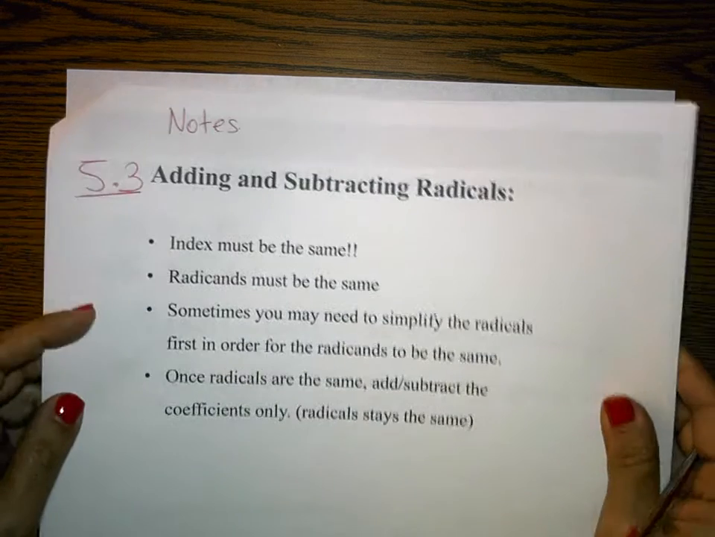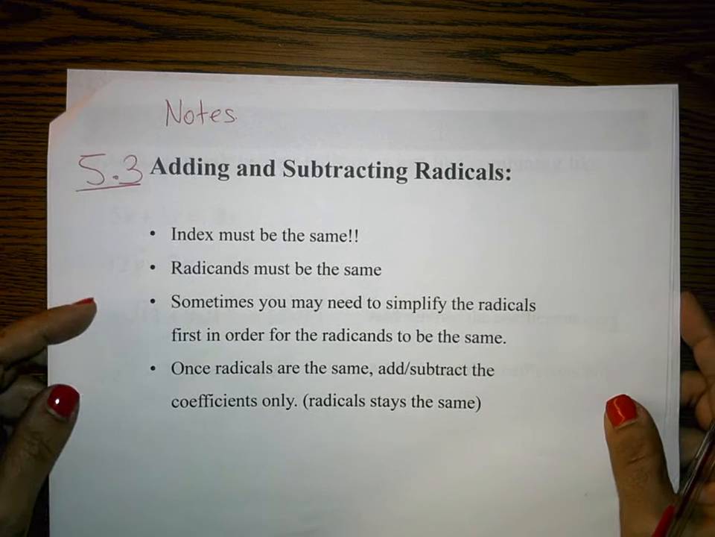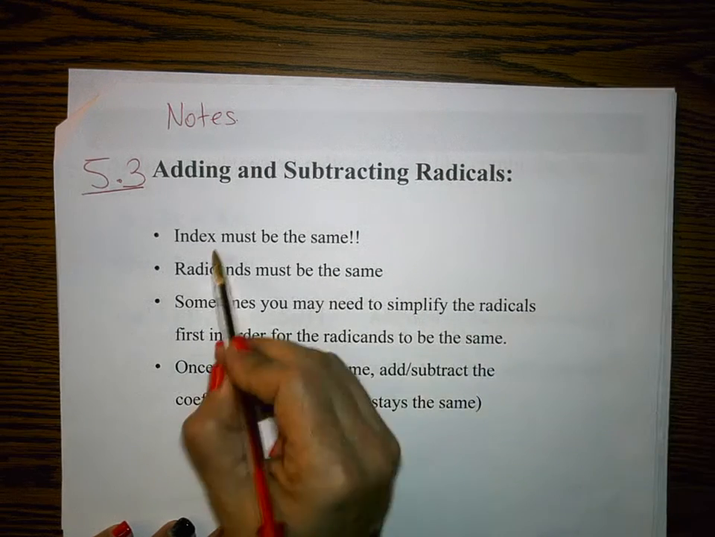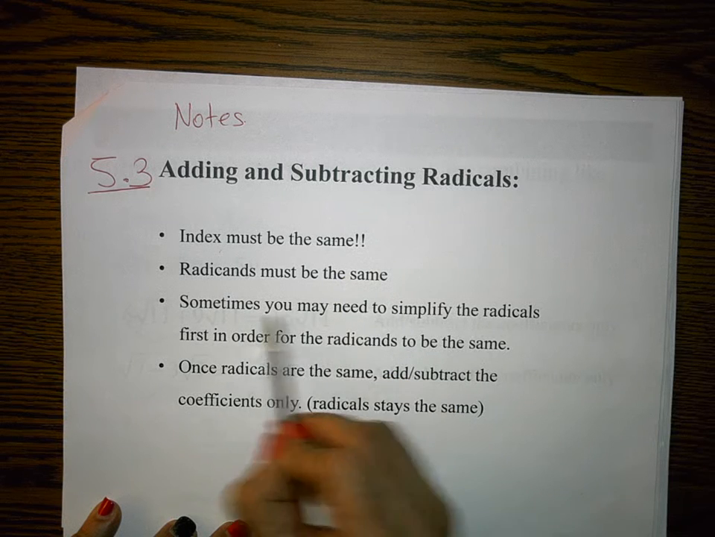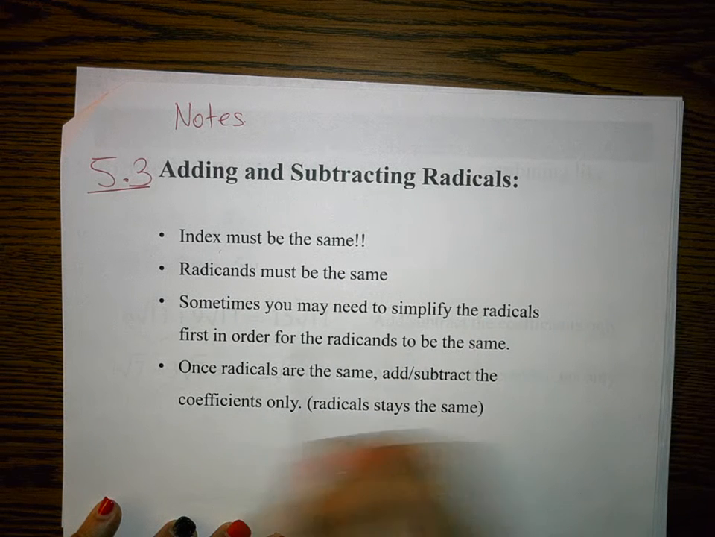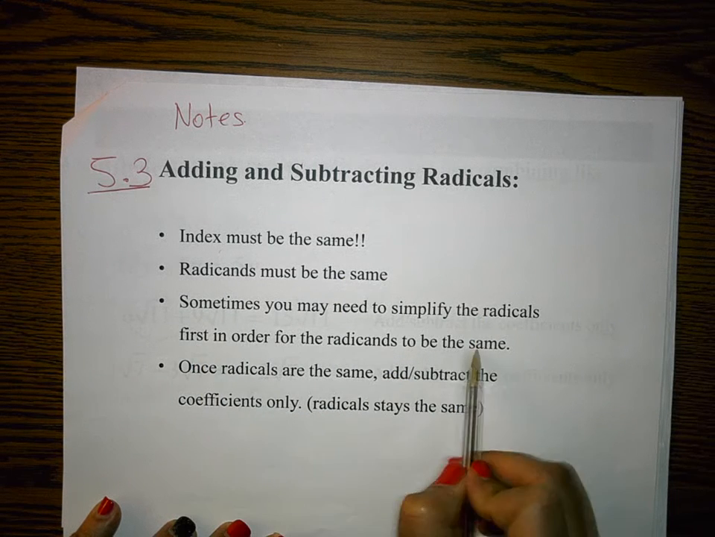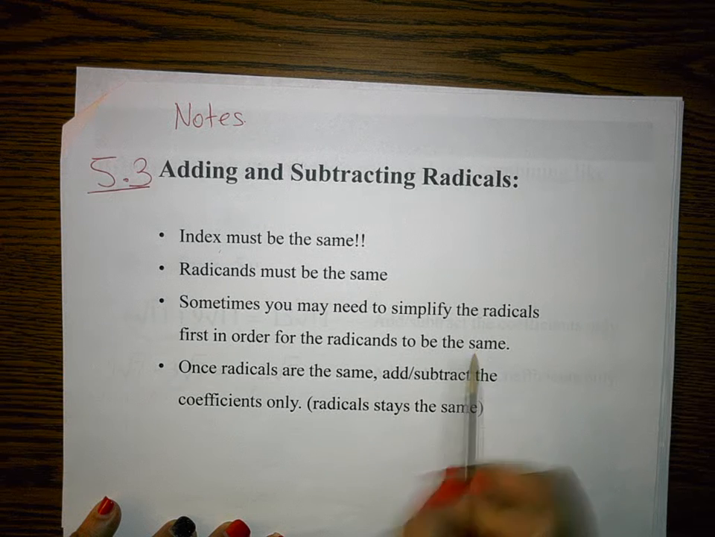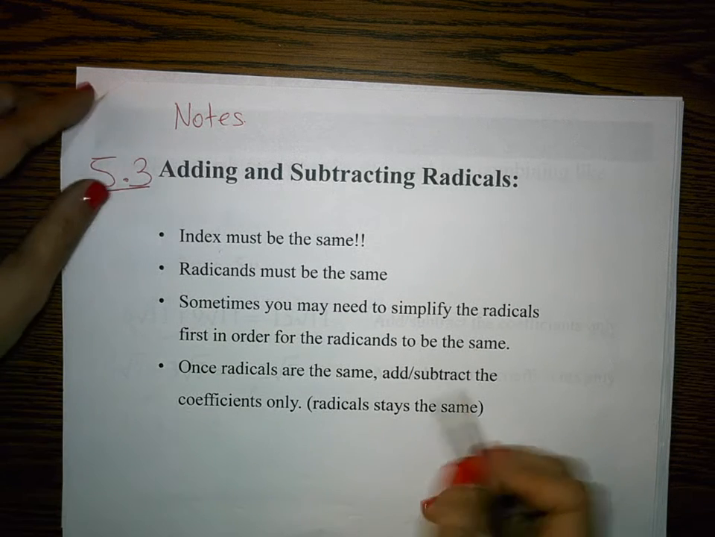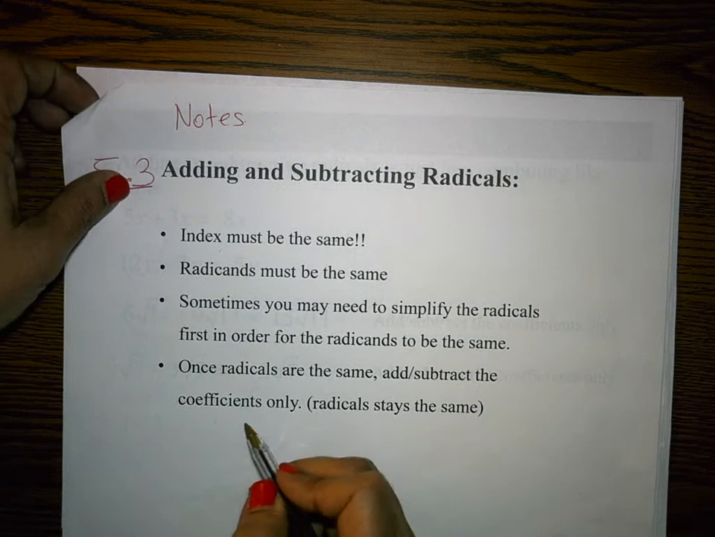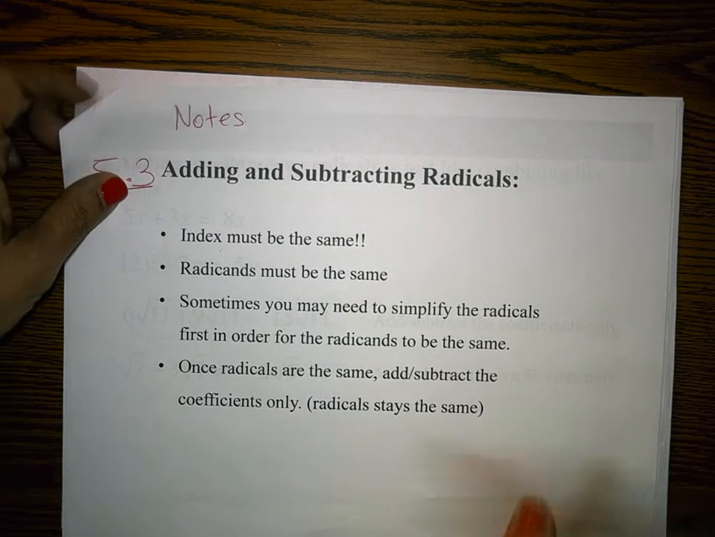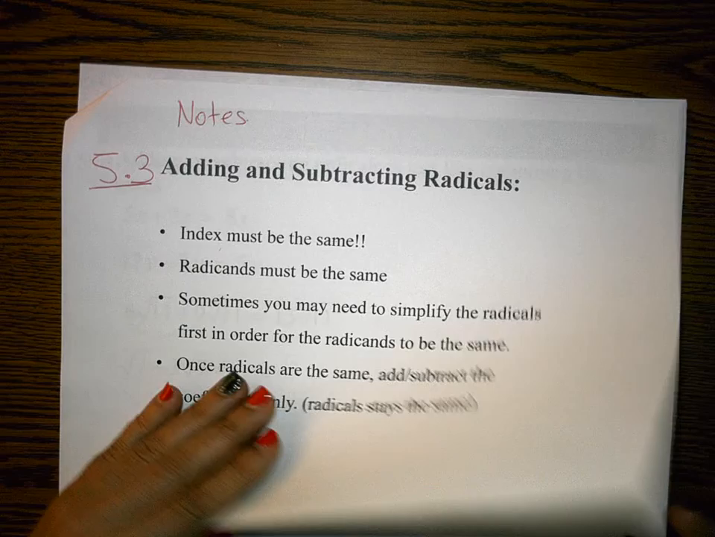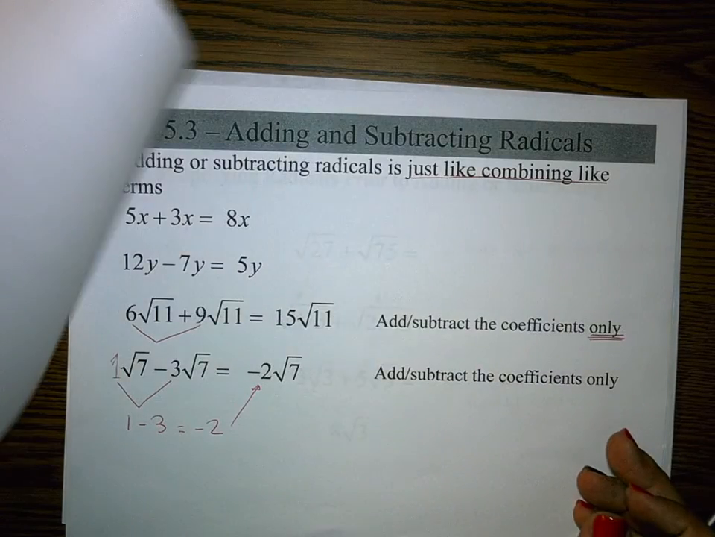Okay, so I wrote these notes over here for the sub, adding and subtracting radicals. The index must be the same, the radicands must be the same. Sometimes you may need to simplify the radicals first in order for the radicands to become the same. And then once the radicals are the same, you may add or subtract the coefficients only. The radicals stay the same. So those were my brief notes, and hopefully you understood the examples we did here in class.